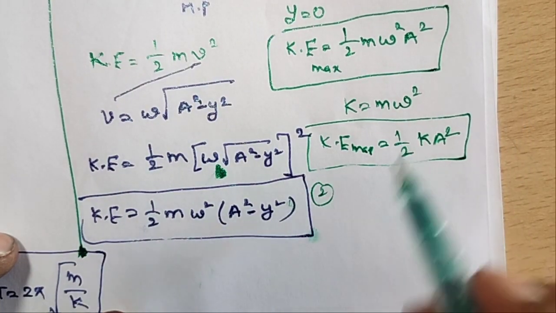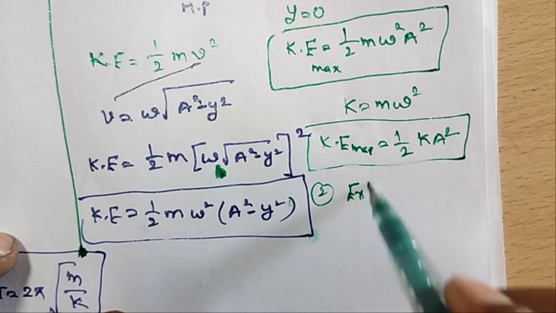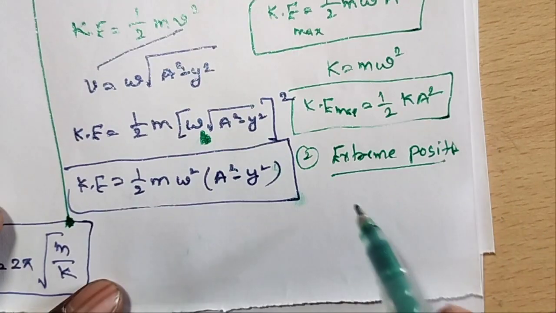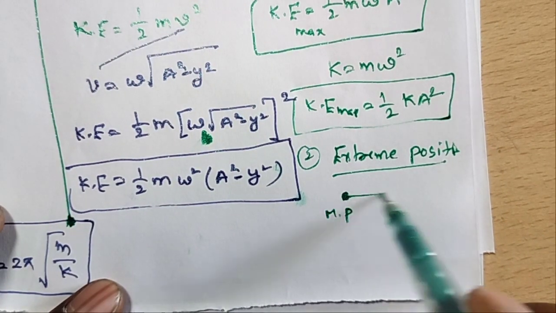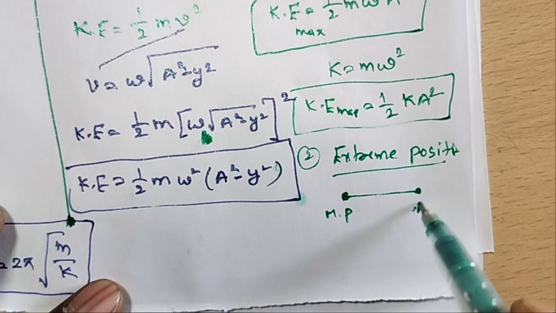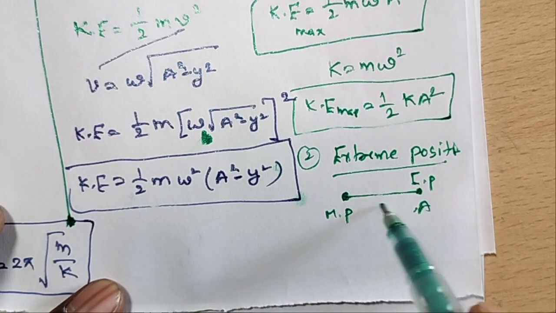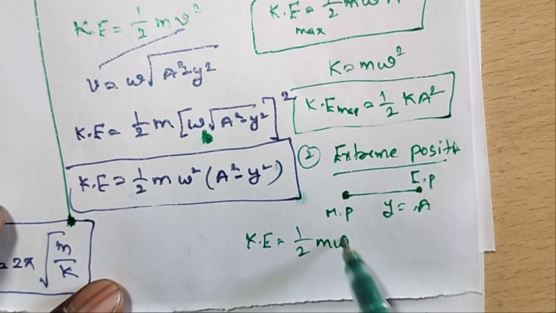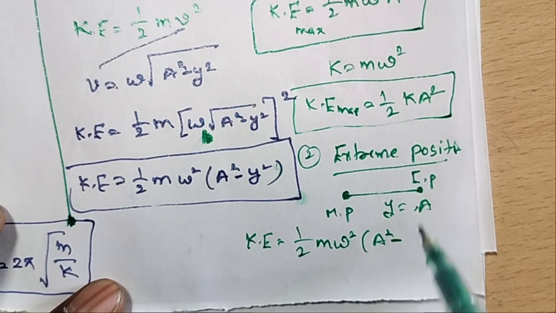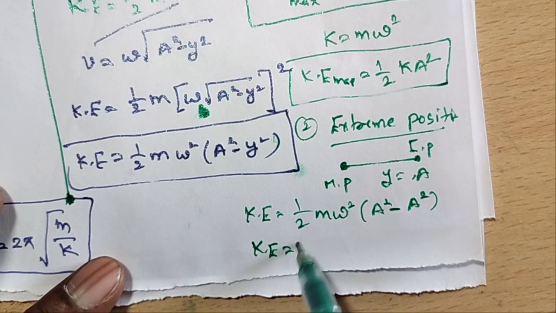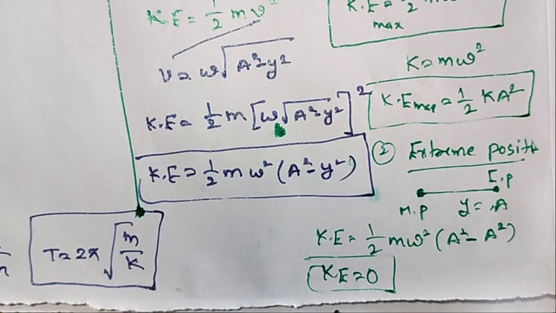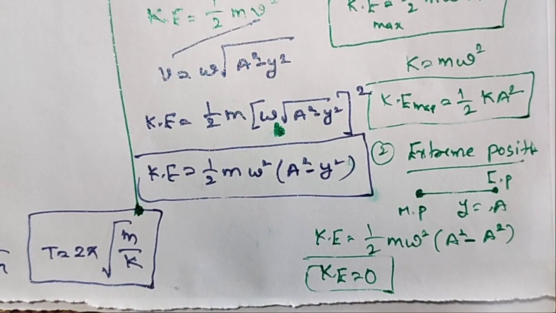In the second condition, what is the kinetic energy at the extreme position? Here the particle has maximum displacement a, the extreme position, so y is equal to a. The kinetic energy formula is 1 by 2 m omega square into a square minus y square. Y square means a square, so a square minus a square gives a kinetic energy equal to 0. At the extreme position, the kinetic energy of the particle is 0.